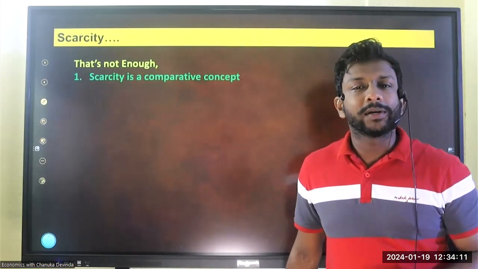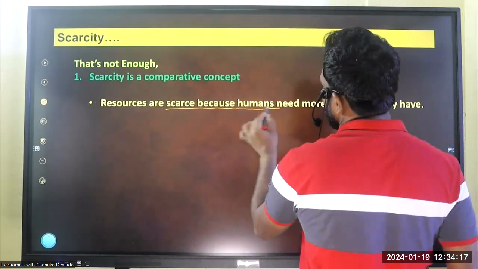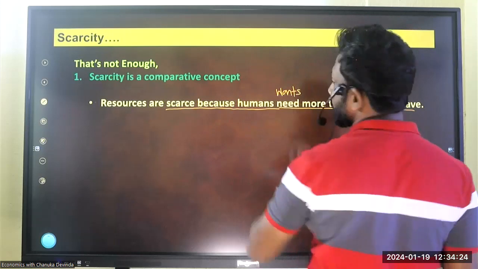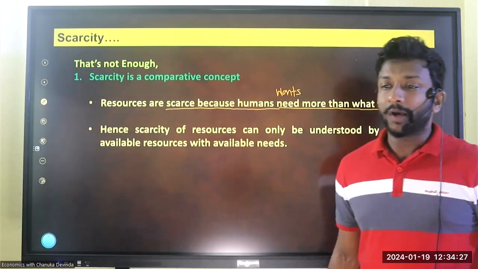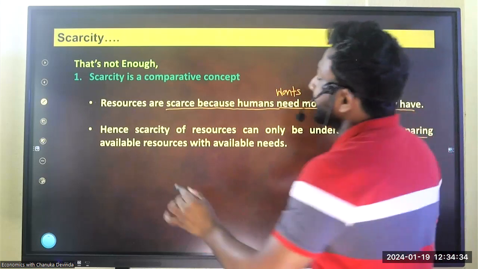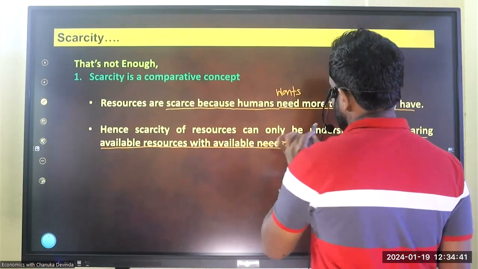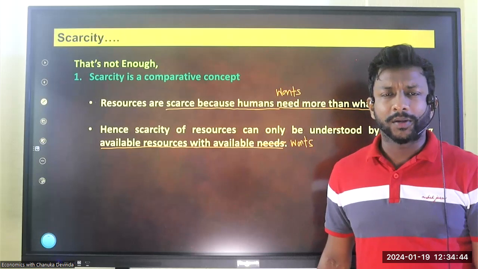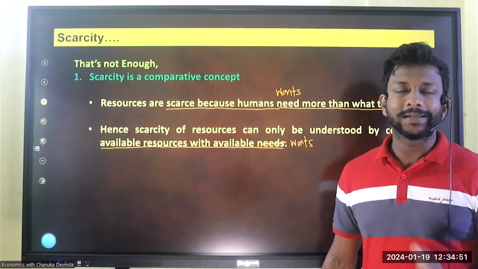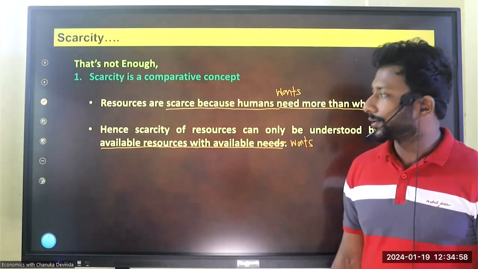Scarcity is a comparative concept. Resources are scarce because human wants are more than whatever they have. Hence, scarcity of resources can only be understood by comparing available resources with available wants, right? Needs are also no problem, because after that separation of needs and wants, we discuss both in a similar way. So needs and wants are similar after that separation, but still the better word is want, right?